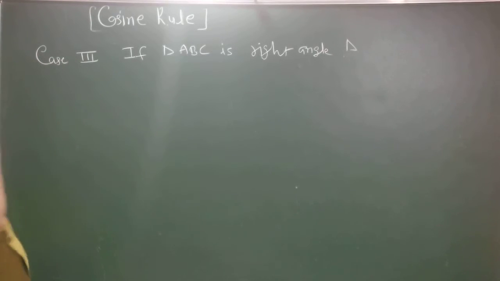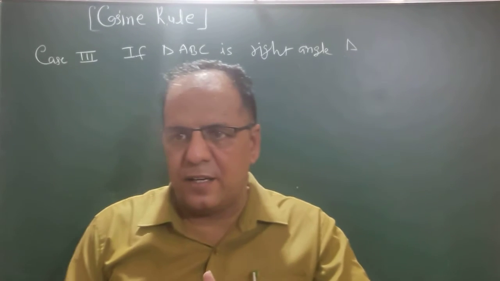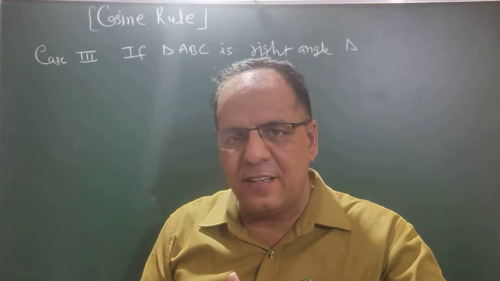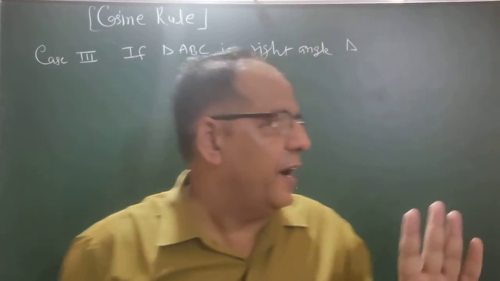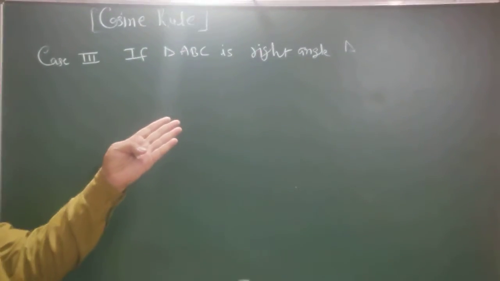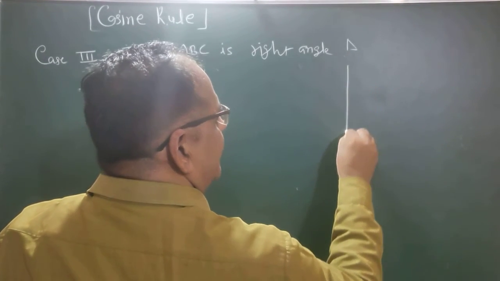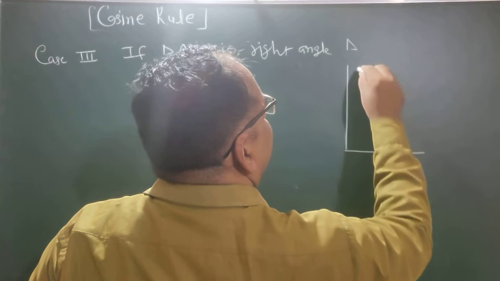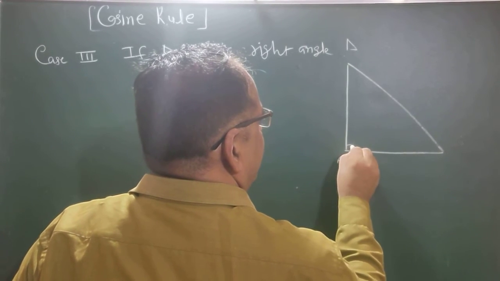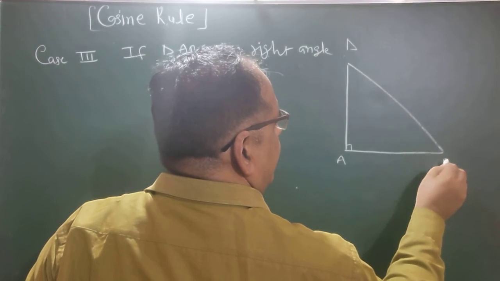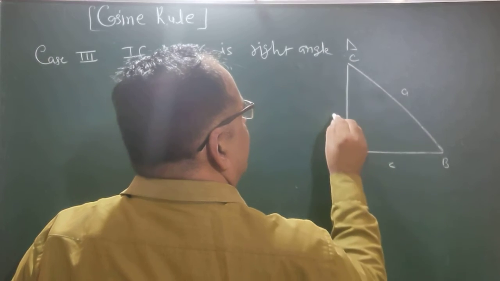Now in the first case we took triangle ABC as an acute angle triangle. In case second, we took triangle ABC as an obtuse angle triangle, and now in case third, triangle ABC may be a right angle triangle. So we may take a right angle triangle here, such that the angle A is 90 degrees. So A, B, C, this side becomes A, this becomes C, and this becomes B.